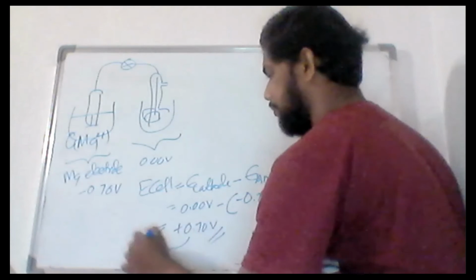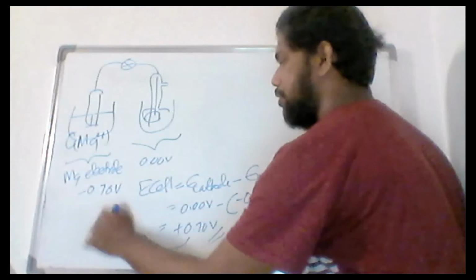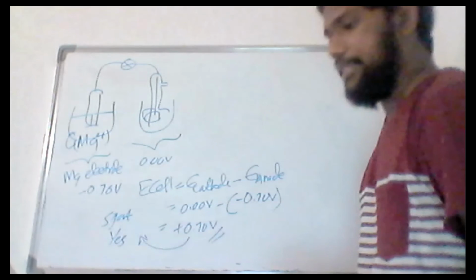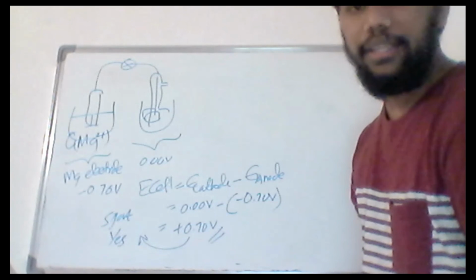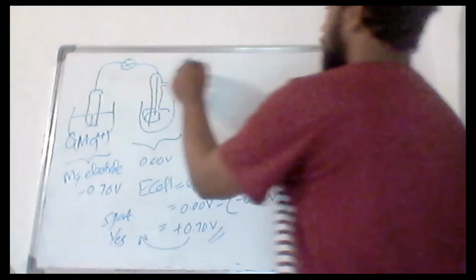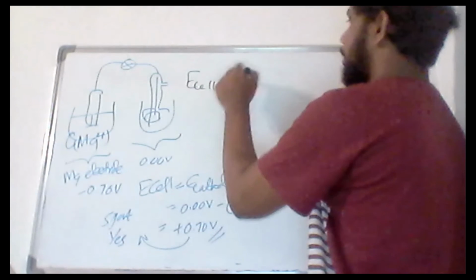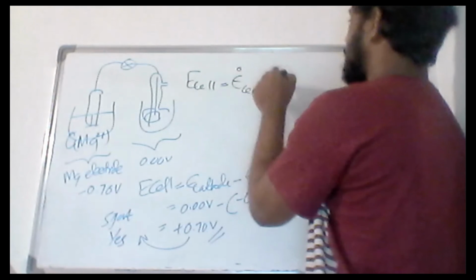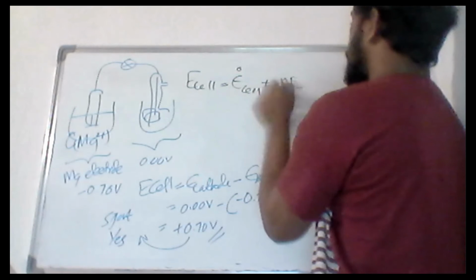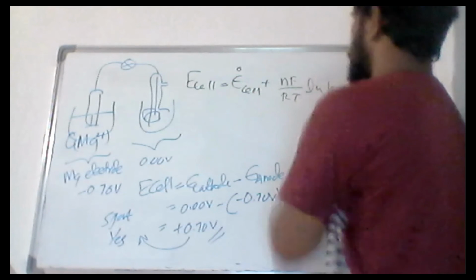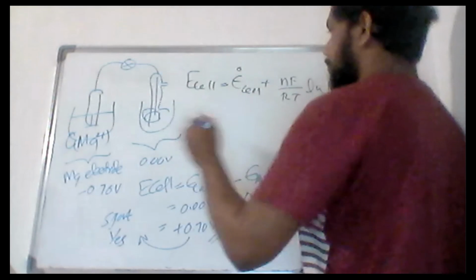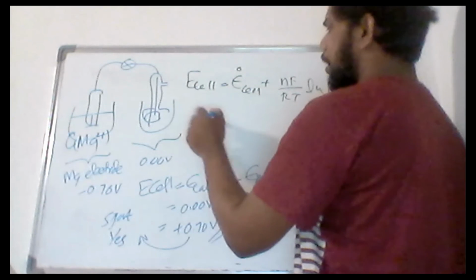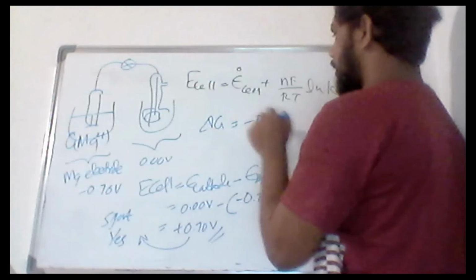Yes, it is spontaneous. But at the same time, you can have a question, why? Why means E is equal to, remember, E cell naught plus RT over nF ln Q. And there is another equation that you need to remember, that is delta G is equal to minus RT ln K.